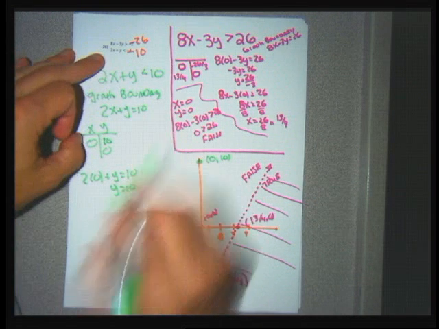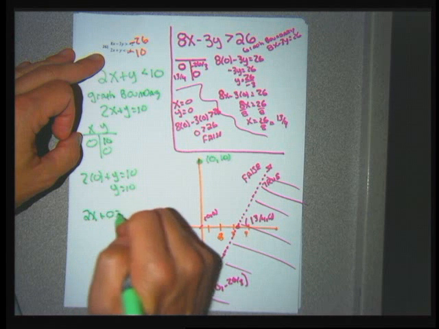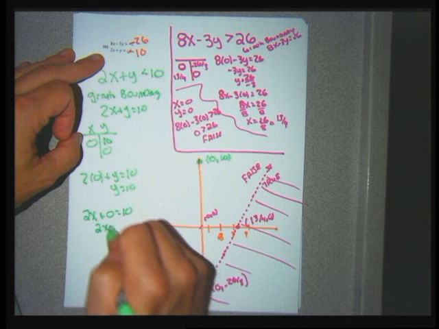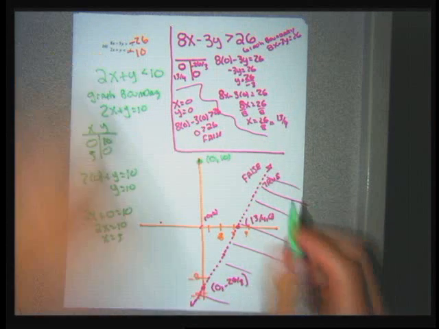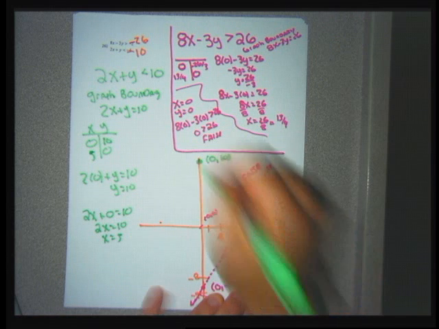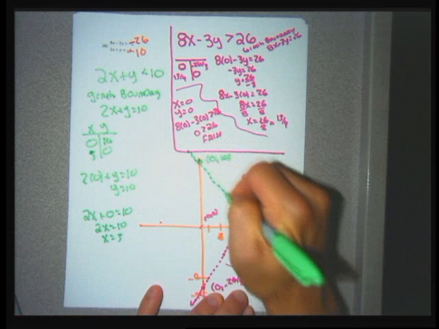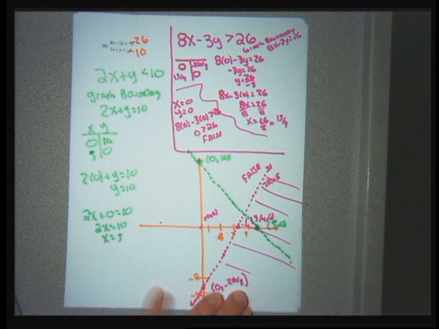Sorry. So now for the next one, if I plug 0 in for the y, I'd get 2x plus 0 equal to 10. Gives me 2x equal to 10, gives me x equal to 5. So that's going to be the point 5, 0, which I'm going to call there. And I'm going to draw that again with a dashed line.